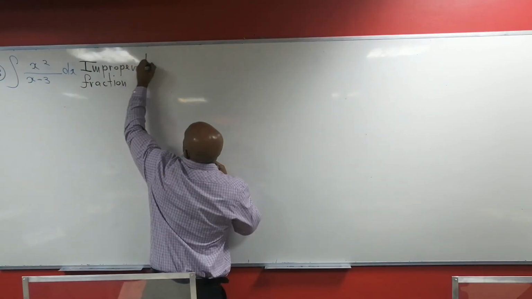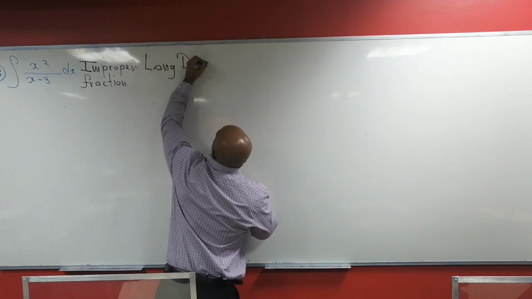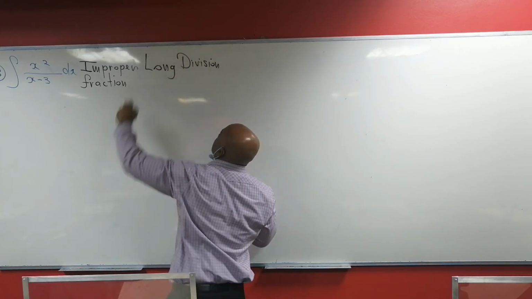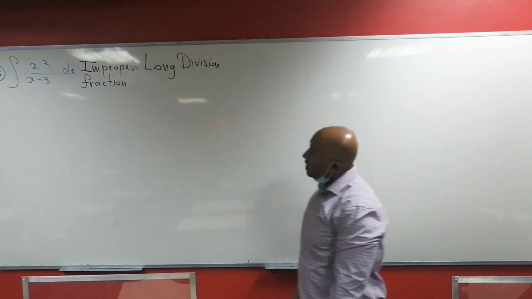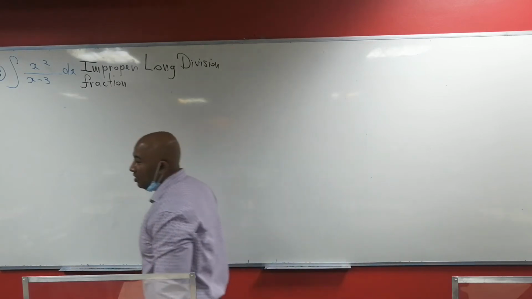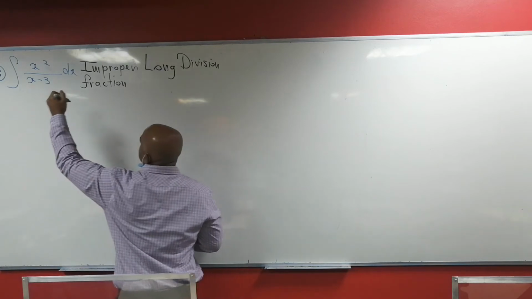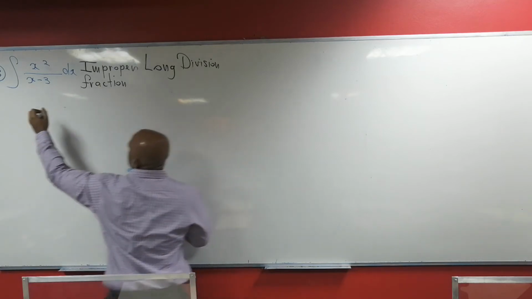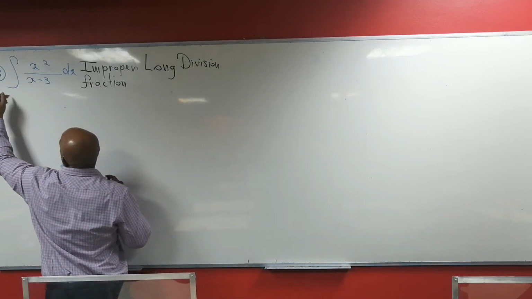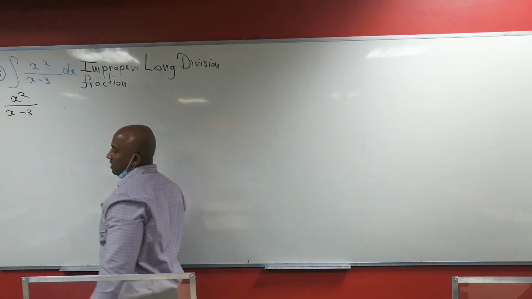So we use the method of long division. Okay, we are going to be dividing. So we can simplify this by using long division. So with long division, you got x squared divided by x minus 3. So let me write it down. X squared divided by x minus 3.